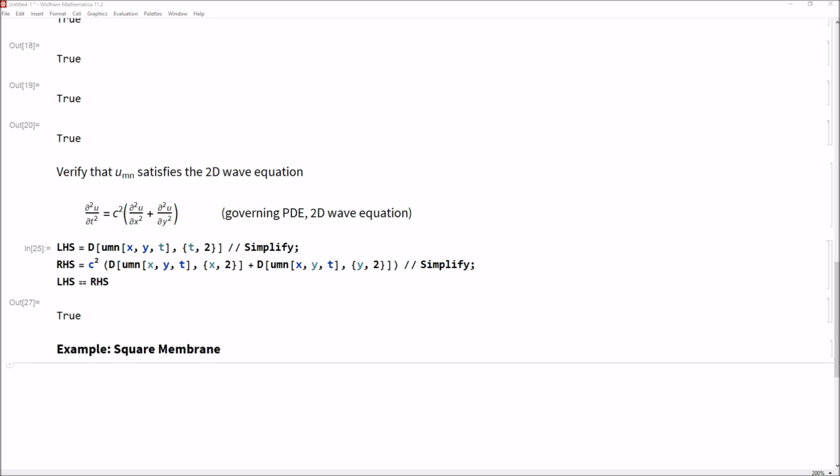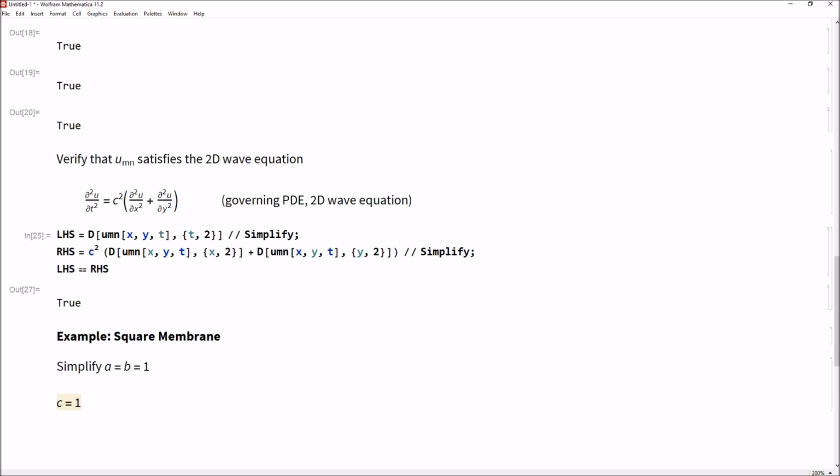So in the interest of simplicity, let's just choose A equal to B equal to 1 here. And heck, you know what? Let's also say C is equal to 1, right? So the thing is a perfect square of 1 meter, and the tension and the density work out in such a way that this C constant just comes out to be unity.